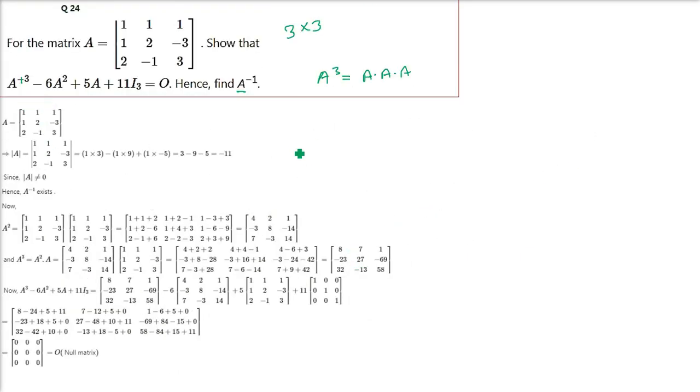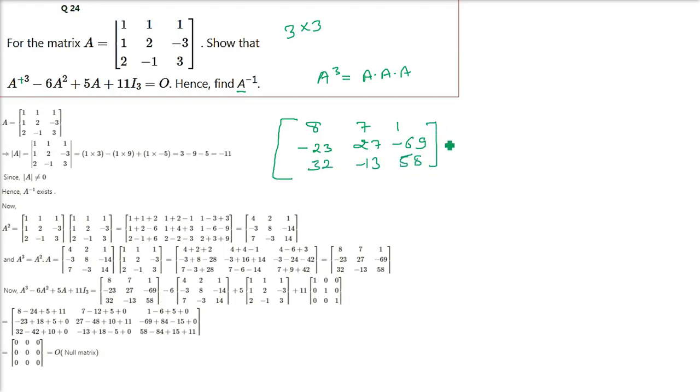This is just matrix multiplication. So A into A into A. Once you do it, you will get A cube. That is 8 7 1, minus 23, 27, minus 69, and 32, negative 13, and 58. So this is your A cube.